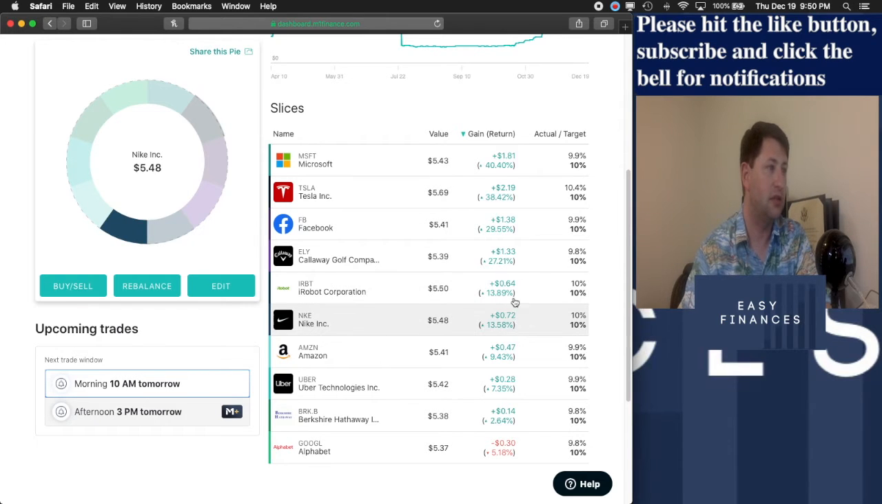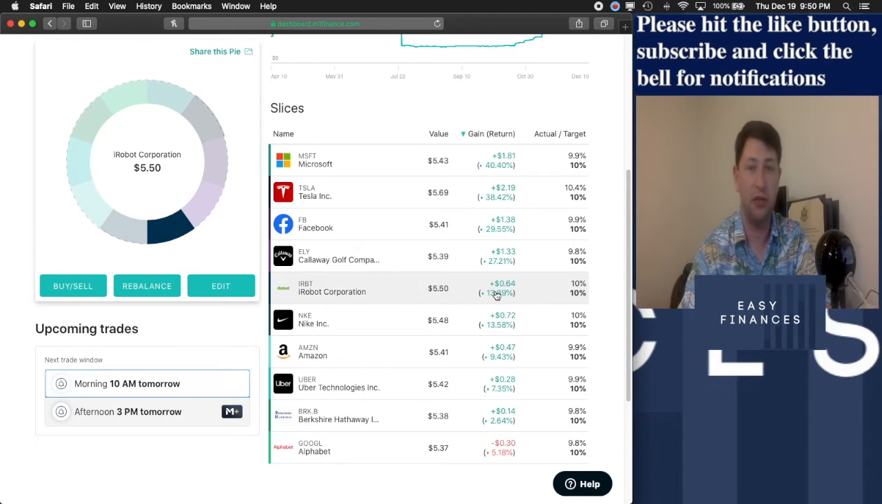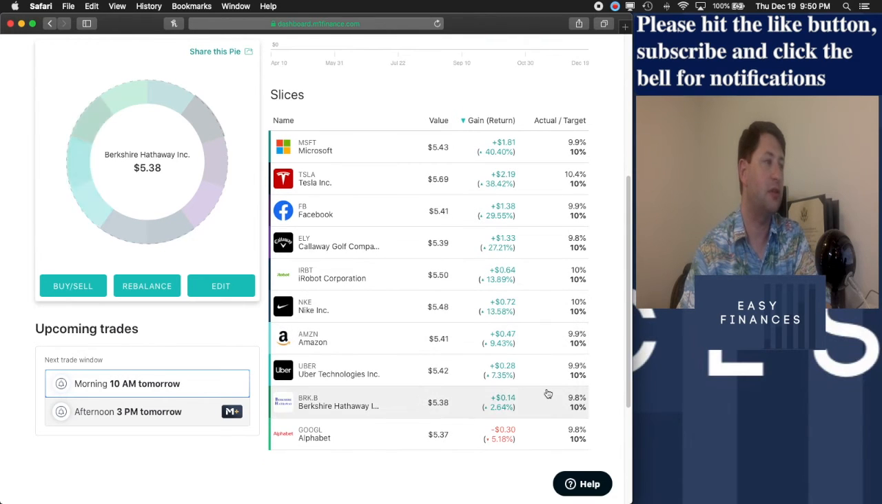as well. So they stand to get no tariffs on their equipment coming in, and they're just going to make a lot of money, especially for Christmas, probably. So we got Nike, Amazon, Uber, Berkshire Hathaway, and Google has been lagging in this account.